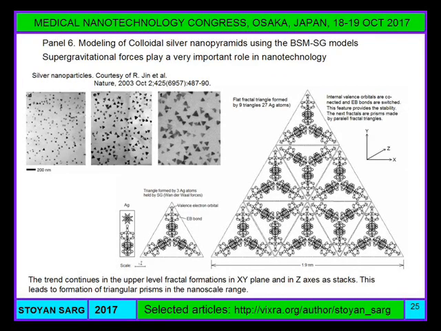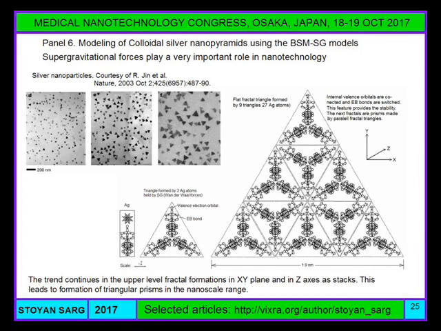This slide illustrates the fractal building of silver nanoparticles. At the upper left side, the experimentally observed nanoparticles are shown. At the lower right side, the fractal building using BSM-SG models is shown. Silver nanoparticles have antibacterial properties due to their average charge of 2 positive charges. The average loss between 1 and 3 electrons in their apexes is independent of the size of the fractal structure.